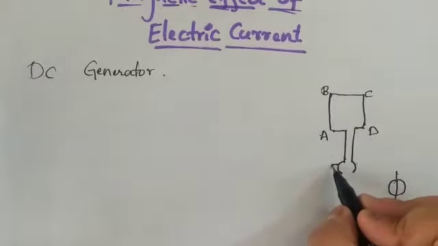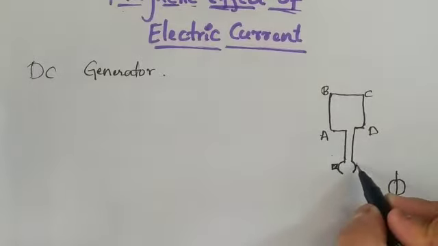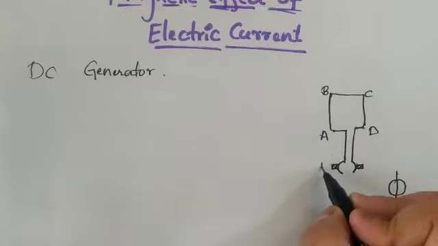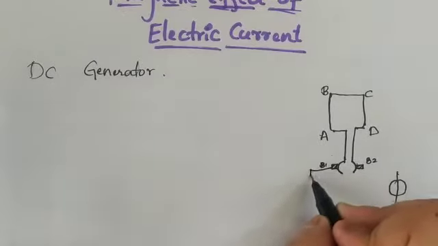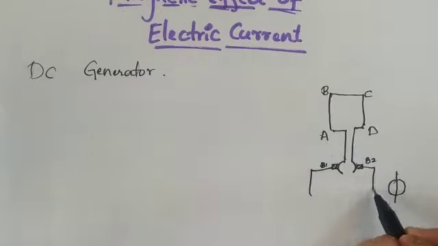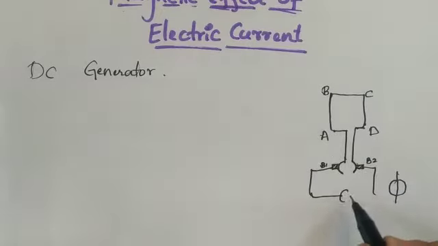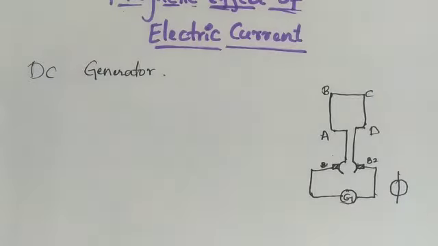The split rings are connected to the brushes. This brush is called B1 and this is called B2. This is connected here. You can see it is connected to the galvanometer. What is the function of the galvanometer? The galvanometer will detect whether there is a presence of current in the circuit or not.